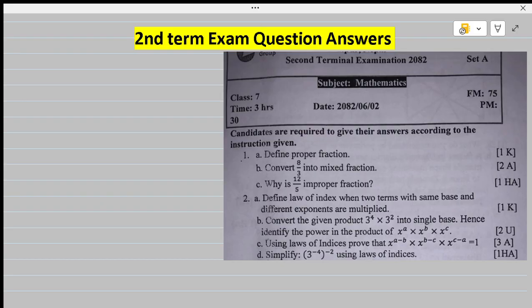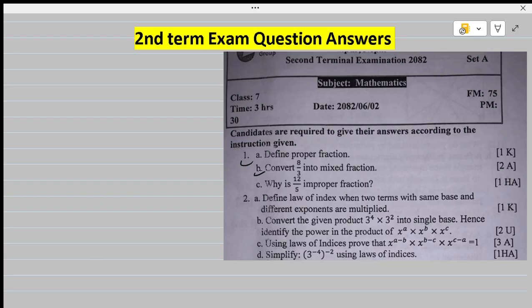In the first number here it said define proper fraction. So proper fraction is that one in which the denominator is greater, or the numerator is lesser. So a fraction in which the denominator is greater is called a proper fraction, or a fraction in which the numerator is lesser is called a proper fraction. Either way you can say.